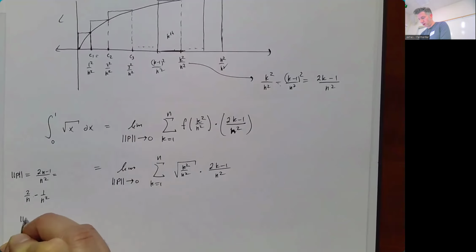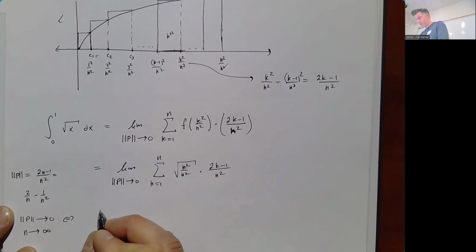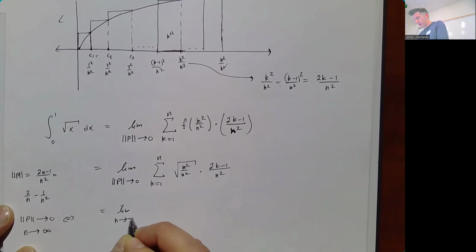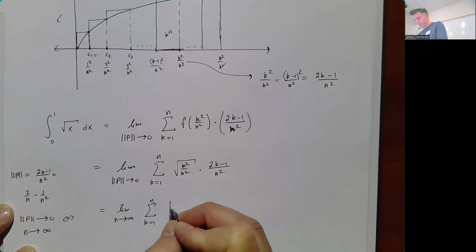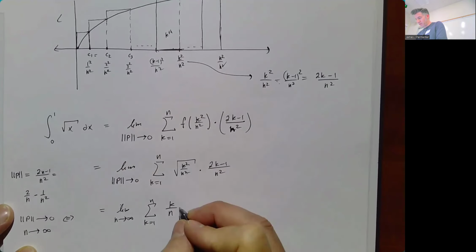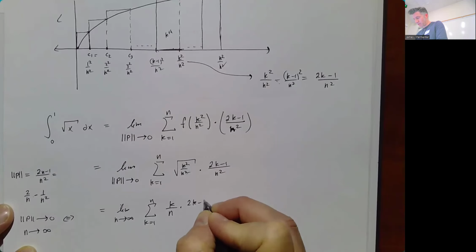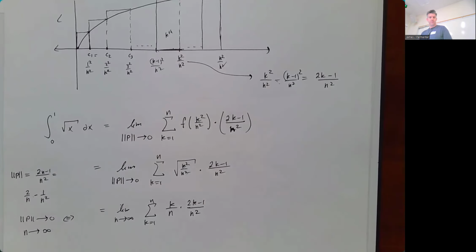So the norm of our partition going to 0 still means that the number of subintervals has to go to infinity. So we're going to rewrite this next step, replacing the norm going to 0 with the limit as n goes to infinity of, look what we've got here, the sum from k equals 1 to n of the square root of k squared over n squared, k over n, times 2k minus 1 over n squared. Let's see what happens. Now we're looking like something.